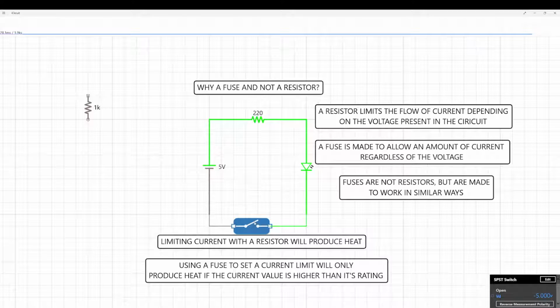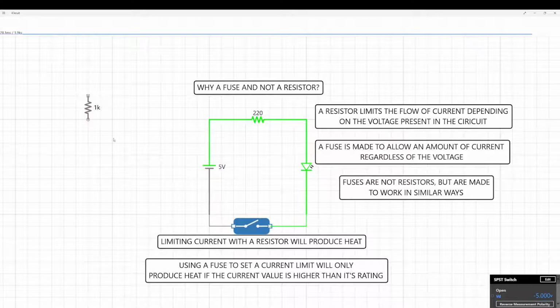Some of them need a complete loss of power before the fuse will work again, depending on the complexity of the resettable fuse. So there's also slow burn fuse, fast burn fuse, and that's a little bit more than we're going to get into. They are not resistors. Fuses are not resistors, but they work in similar ways. Limiting the current with a resistor will produce heat. Using a fuse to set the current limit will only produce heat if the current value is higher than the rating.